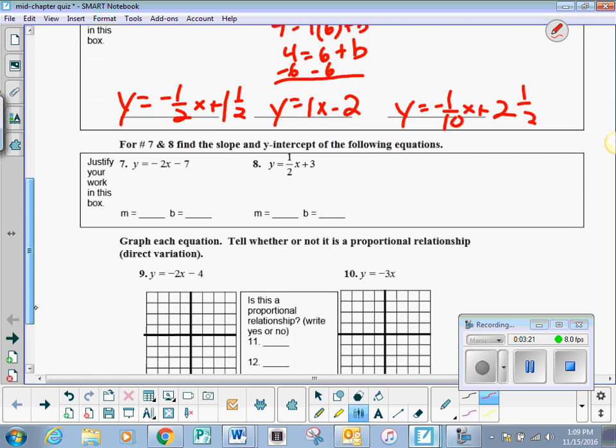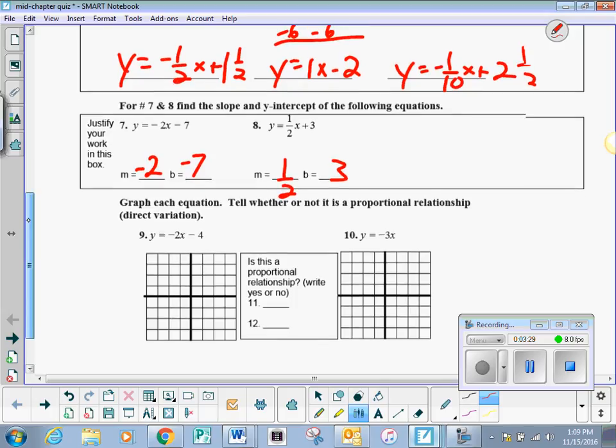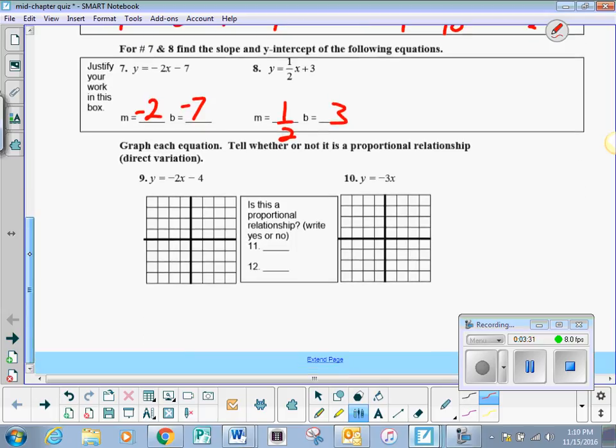7 and 8 were the 2 easiest problems on the quiz. Barely anybody missed them. I don't think really anybody did. I could have at least reversed the order to test you, but I made it that easy. Number 9. Graph each equation.